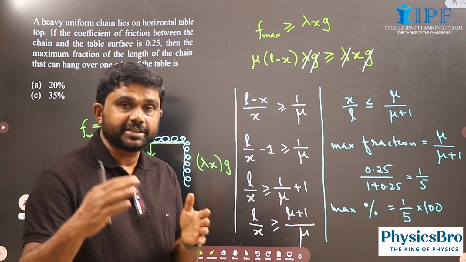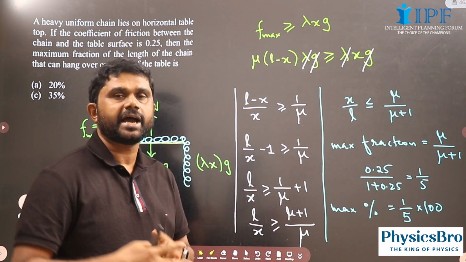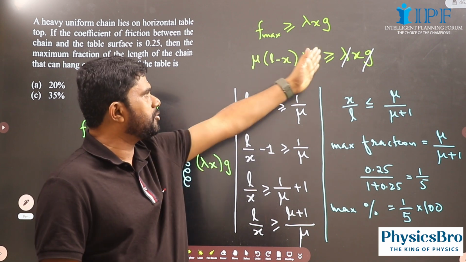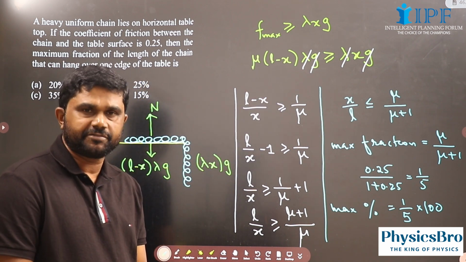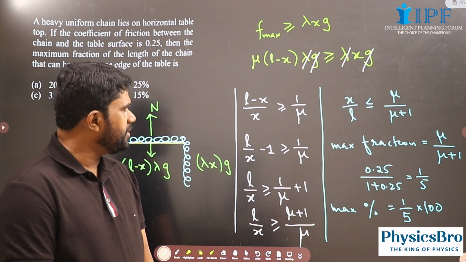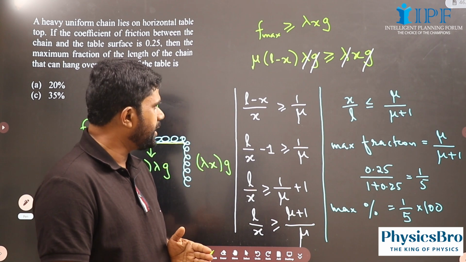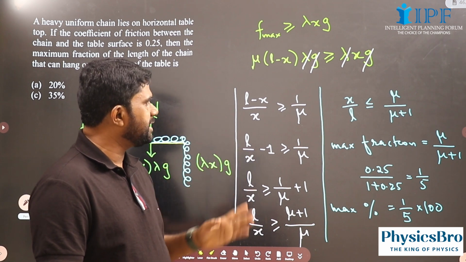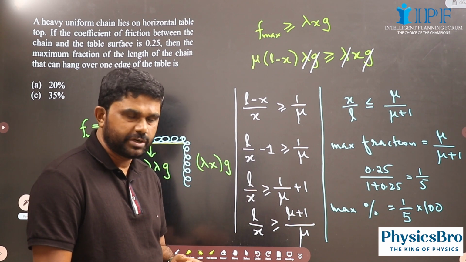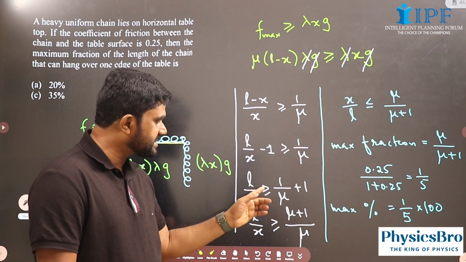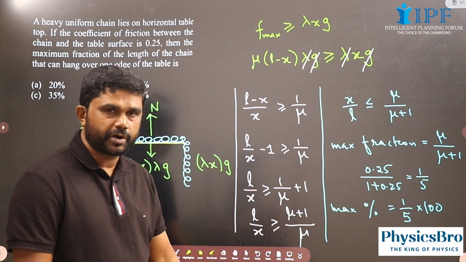That should be greater than or equal to the driving force in order to keep the chain at rest. Greater than or equal to lambda xg. Lambda and g are common on both sides, so we can cancel them. So we get (L minus x) by x greater than or equal to 1 by mu. So L by x minus 1 is greater than or equal to 1 by mu. This minus 1 taken to the right will be plus 1. So L by x is greater than or equal to 1 by mu plus 1, or (mu plus 1) over mu.